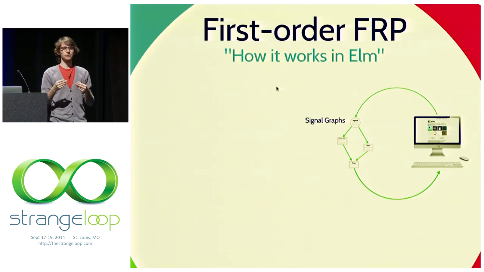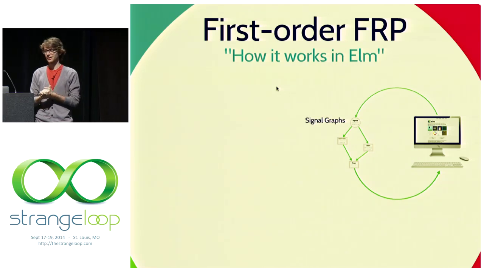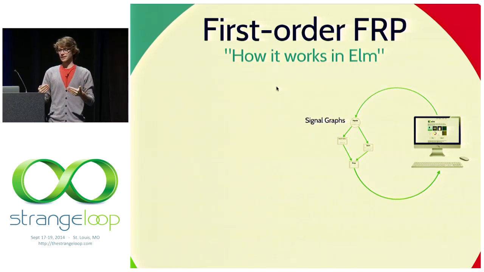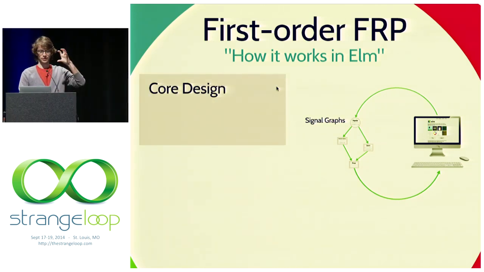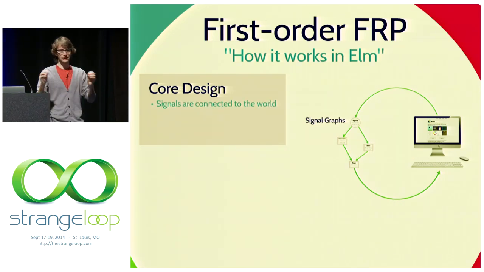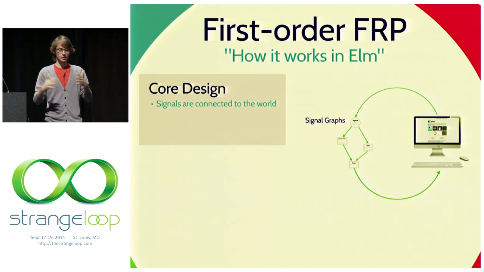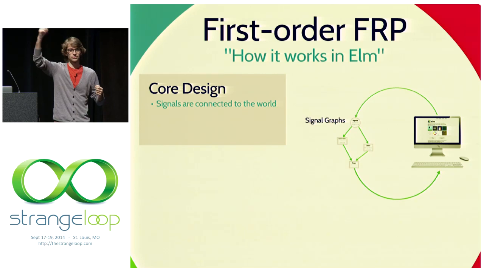That's the very abbreviated version of what you would learn if you dug into Elm. But it doesn't really get at the principles that went into that design. So when you think about the core design, you start to see some details that aren't apparent immediately. So the first one is that signals are connected to the world. This is a key property of the Elm system that doesn't appear everywhere else, but you have direct connection to mouse position or keyboard.